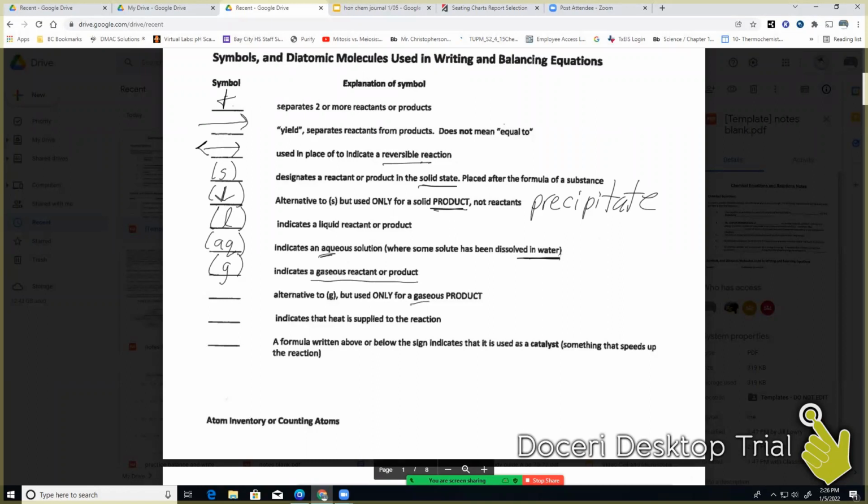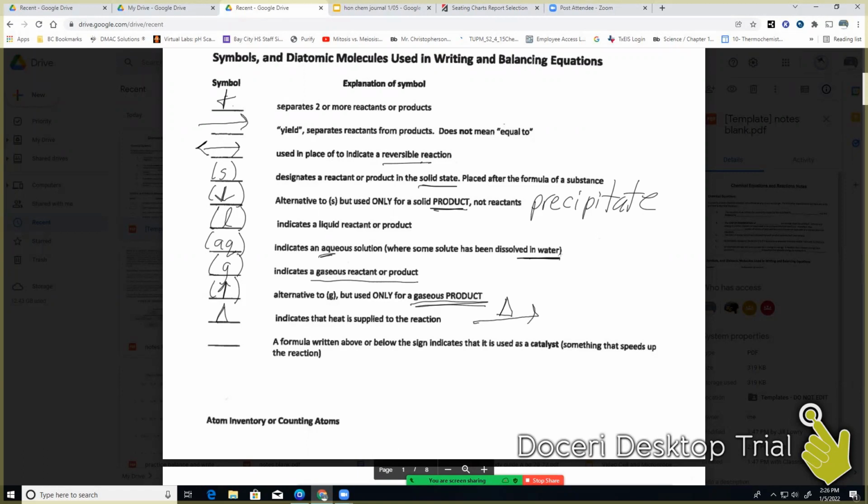And if the gas is produced as a product, you can also represent it with an arrow going up. But once again, that's only on the product side. All right, a triangle represents that heat had to be supplied for that reaction to occur, and that triangle would be drawn over the yield sign. So that's usually some type of endothermic reaction that requires some energy.